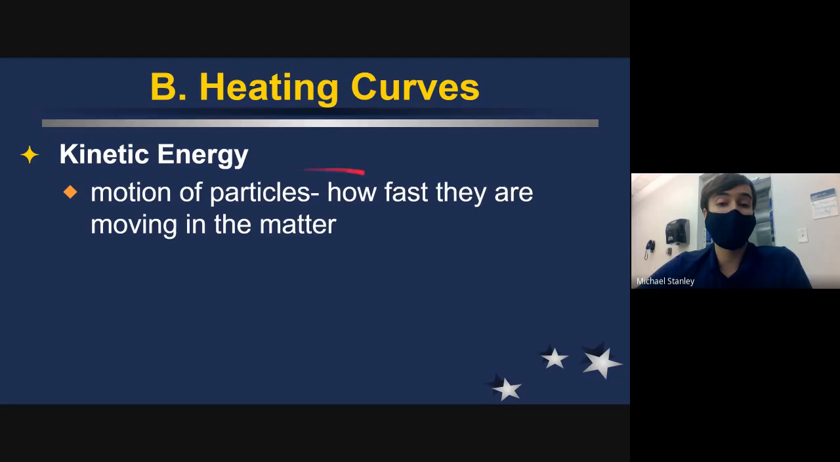Kinetic energy is all about how fast the particles are moving. So we said that our solids have low energy. They have very slow, stuck together particles. Our liquids have medium kinetic energy. Their particles move around a little bit more. And then our gases have high kinetic energy. We have a lot of particle motion in our gases.